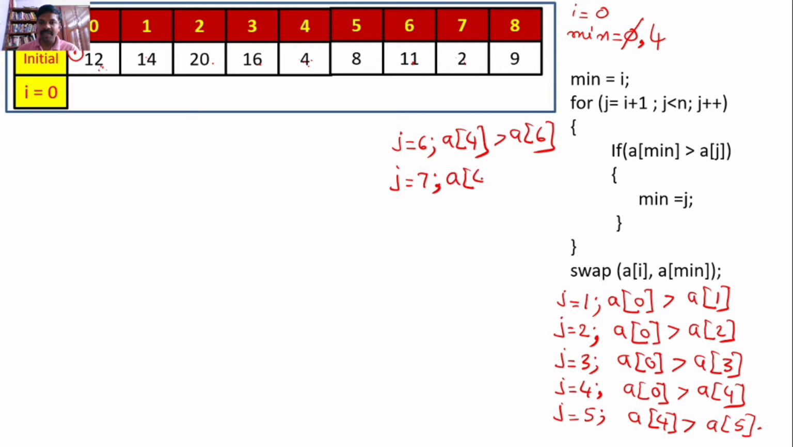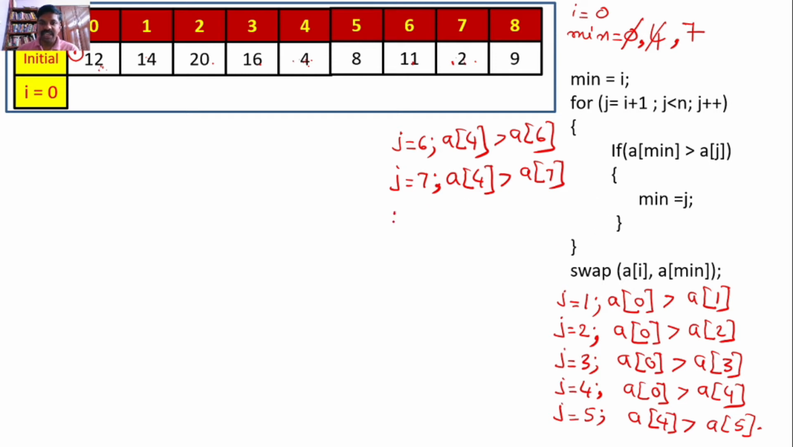Now a of min means 4. a of 4 is greater than a of 7. That is, a of 4 means 4, a of 7 is 2. Whether 4 is greater than 2? True. That means min is equal to j. That means my min is updated to j, that is 7.